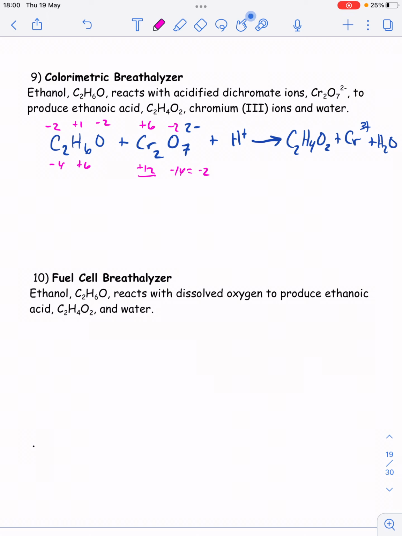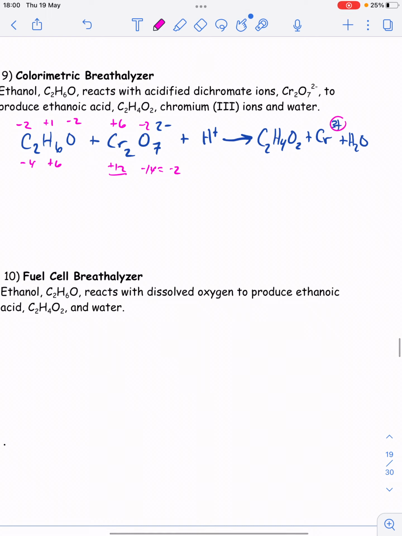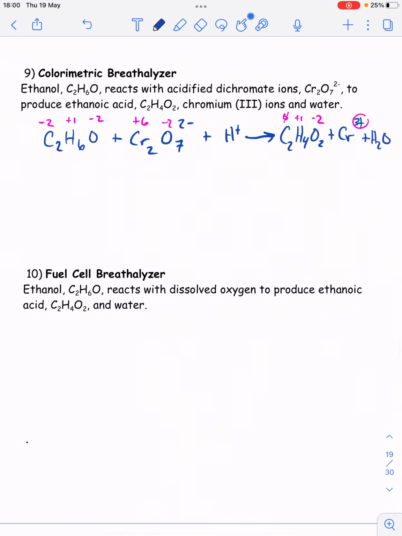the chromium. The chromium on the right is +3 given to me, and now I've got this other one to deal with. I've got -4 from the oxygen, I've got +4 from the hydrogen, therefore 0 from carbon, and the other hydrogens and oxygens are in their normal states. So what's changing? The carbon is going from -2 to 0. That's an increase. That's oxidation. So I've got C -2, C0. That's going to be 2 electrons given away.